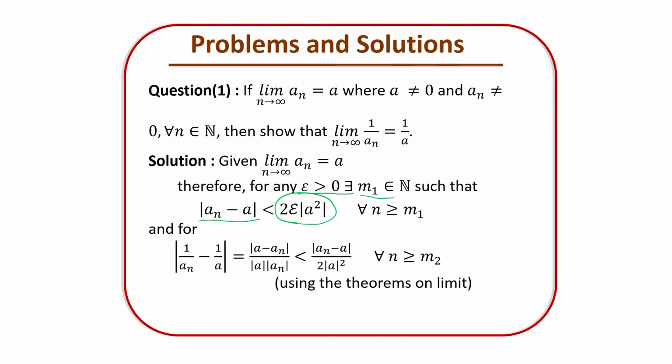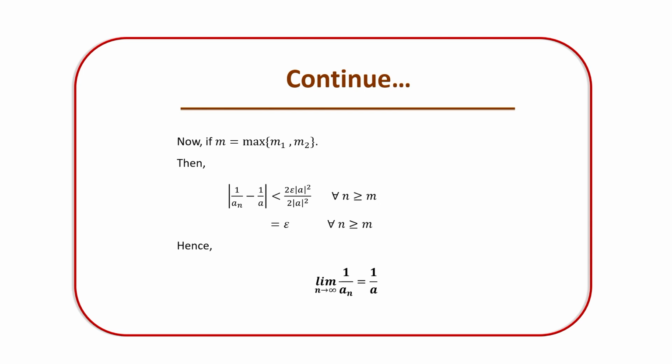For 1 by a_n minus 1 by a, taking the LCM of the denominator terms, it can be written as modulus of a minus a_n divided by modulus a into modulus a_n. Modulus of a_n is nothing but a real number, so I can choose in such a way that in the denominator it comes out half or twice of modulus of a squared. So this will be the same as that one, and henceforth if I choose m equal to the maximum of m1 and m2, then modulus of 1 by a_n minus 1 by a is less than epsilon.